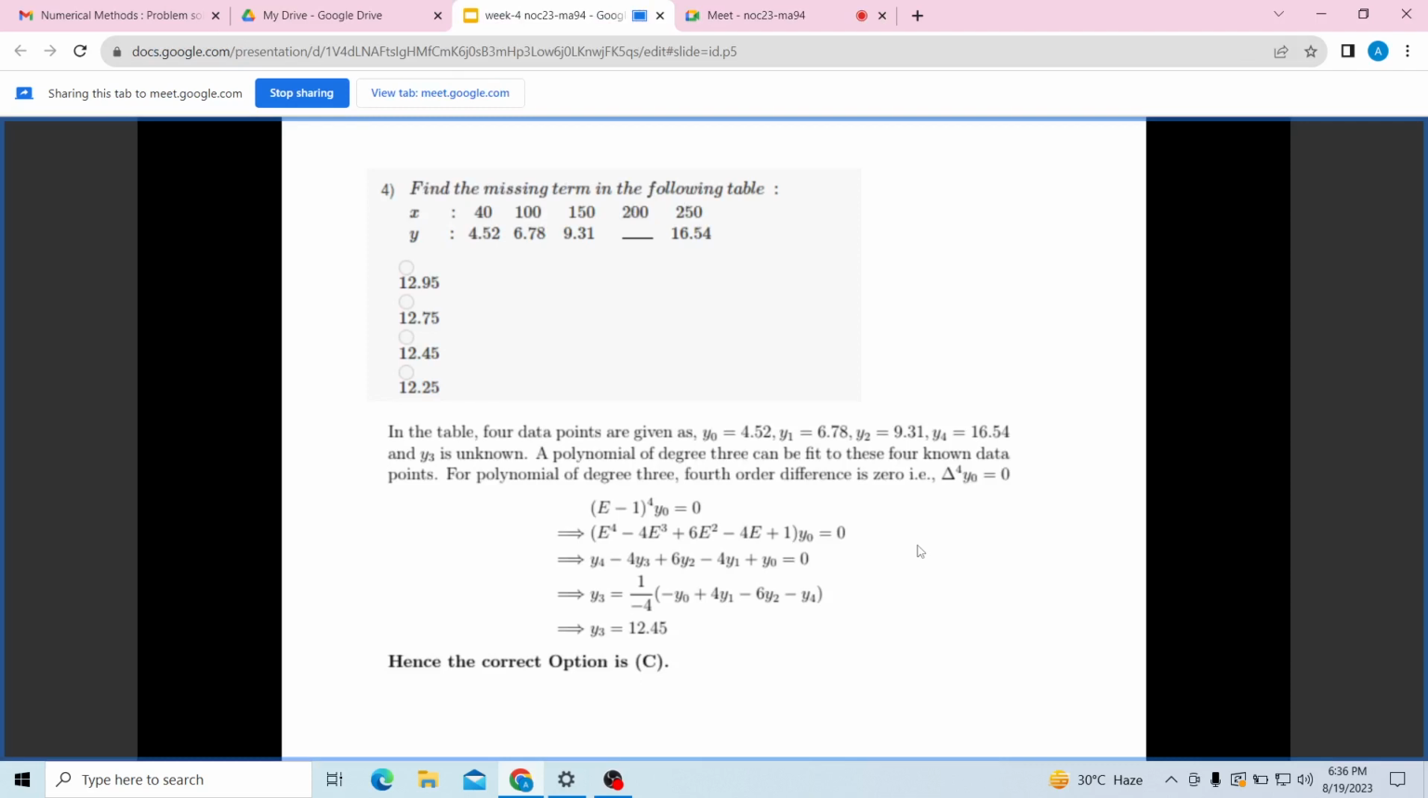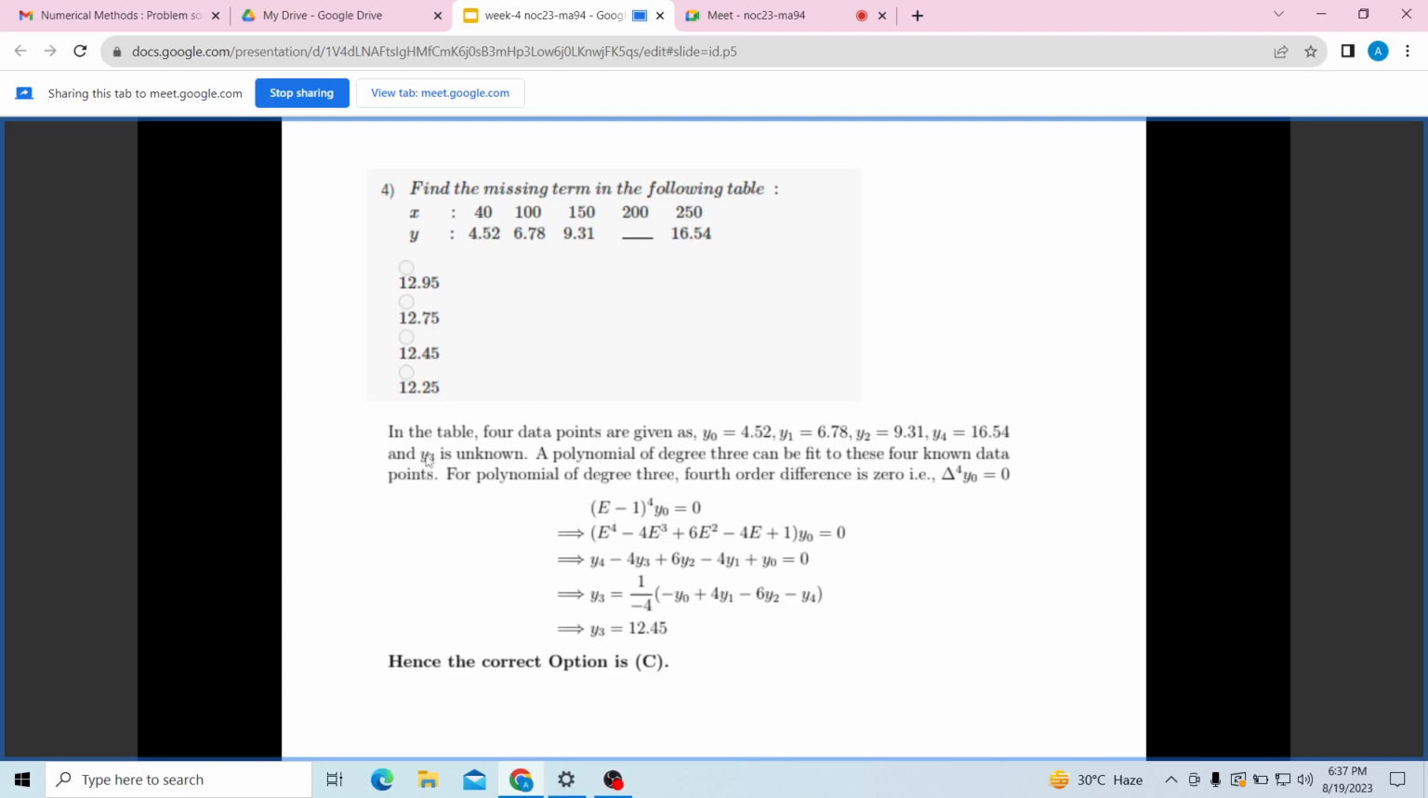So the correct option is C. At x equals 200, you will get y as 12.45. Okay. So in the table you have 4 known data points. Just denote the first point as y naught, that is 4.52. Then the second point as y1, that is 6.78. Then y2 is equal to 9.31. This is y3 that you have to calculate, and this is y4, that is 16.54. Now y3 is unknown.